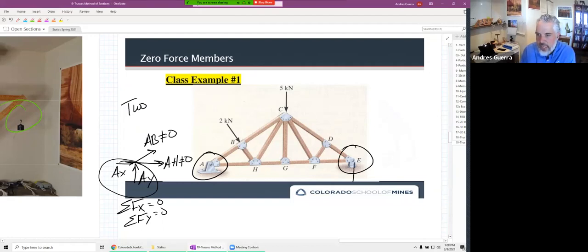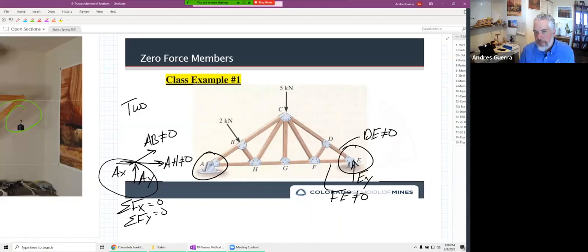Because I have this EY here at E, my DE is not going to be equal to zero, and FE is not going to be equal to zero. But again, we draw the FBD, we sum forces, and see if it explicitly tells us it's zero. Okay, so there's our two that meet.